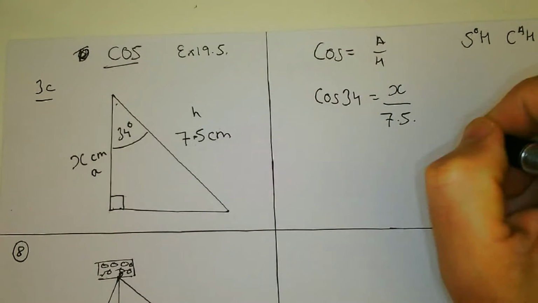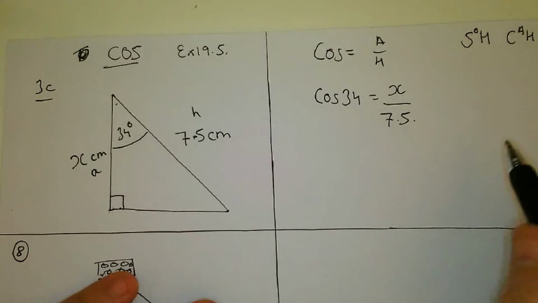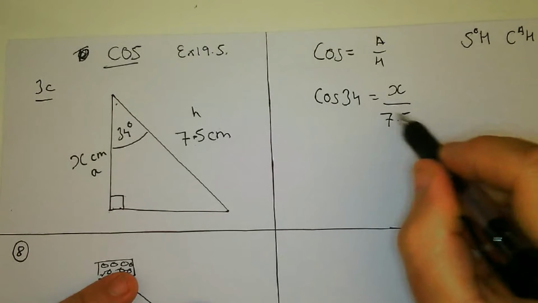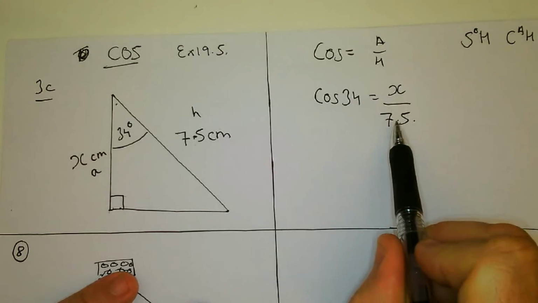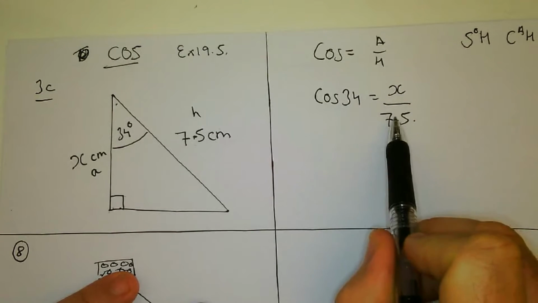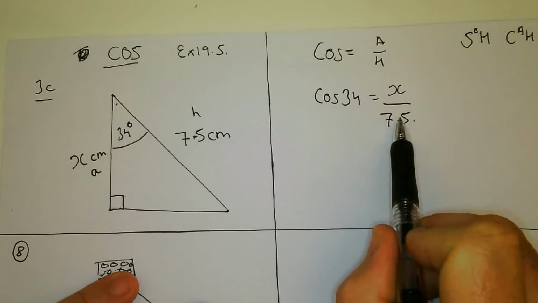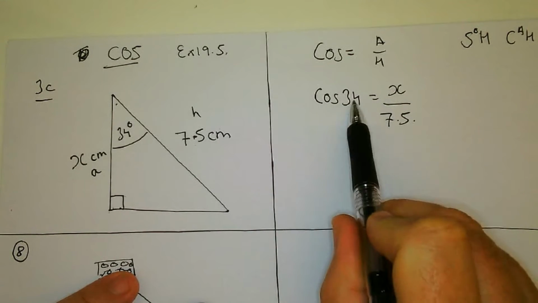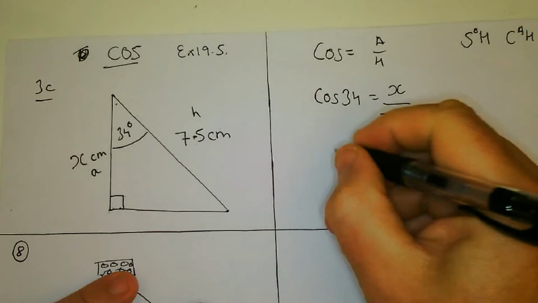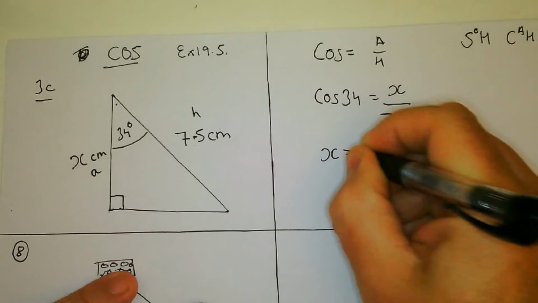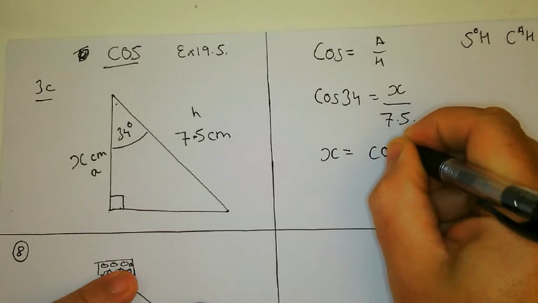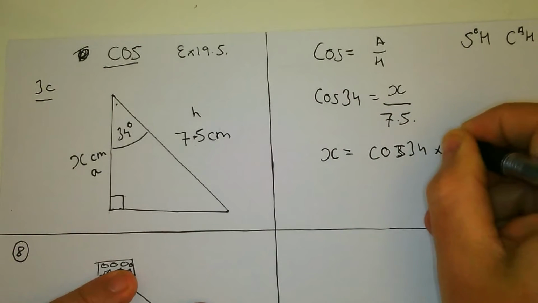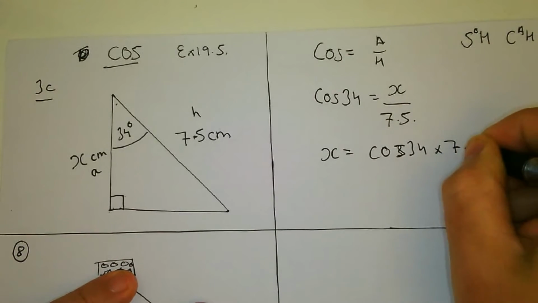Now, again, like the last video, I'm not too bothered how you rearrange this and get it in order, but what you know is happening is, using a top set, you'll know the 7.5 is dividing, so it moves across here and becomes a times. So therefore, X equals cos of 34 times 7.5. So I'm just going to write this, just going to move it about. Cos of 34 times by 7.5. Okay, and then I can just work that out.